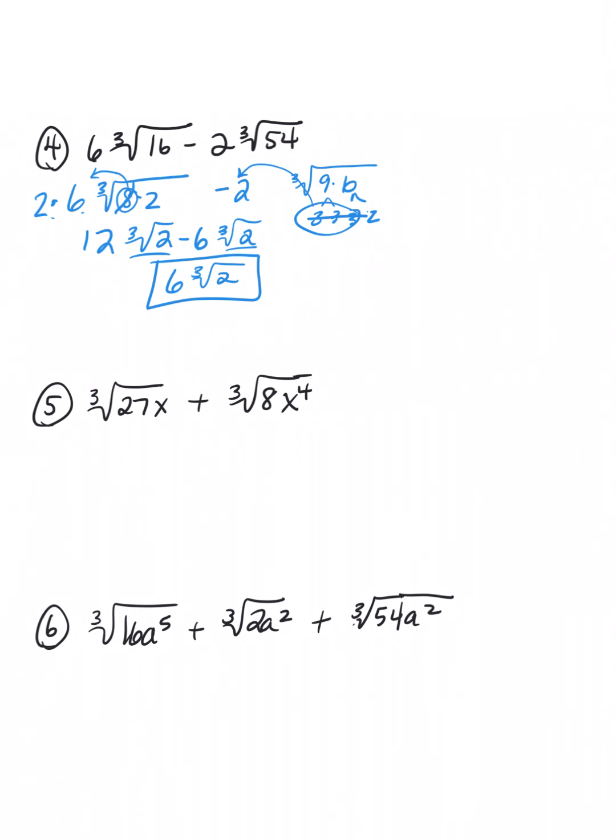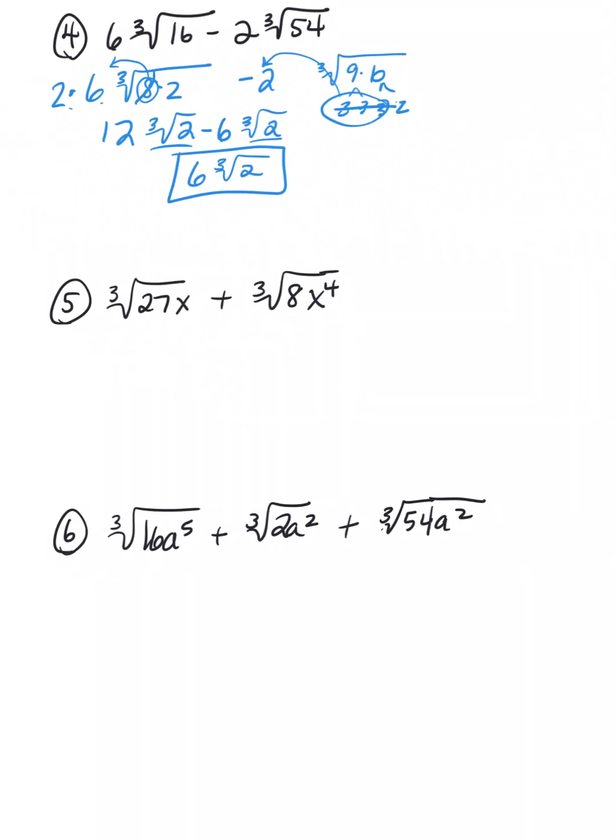Let's look at 5. Cube roots again. So let's think about this. 27 is 3 times 3, 9 times 3 times x. This one, 8. Hopefully you know this by now. 2 times 2 times 2, x to the 4th. Well, let's take out what we can. If we could take out that 1, 3, we have the cube root of x, right? We can take out our 2's, and notice there's 4 x's in here. If I take out 3 of them as 1, that leaves 1 underneath.